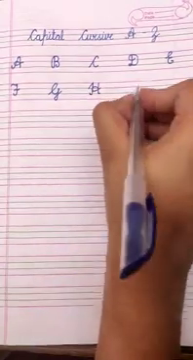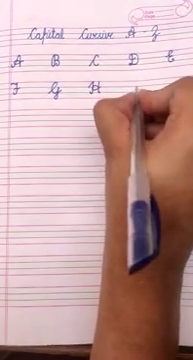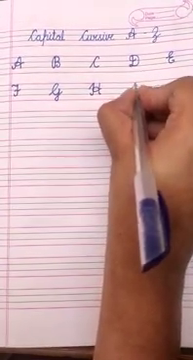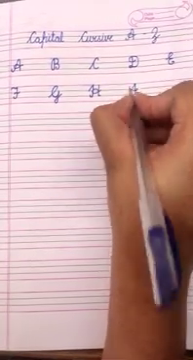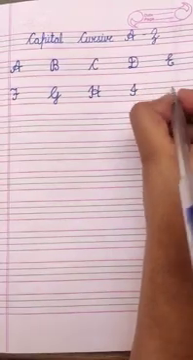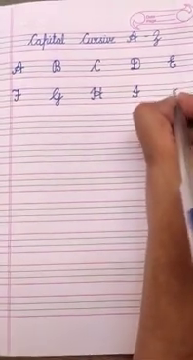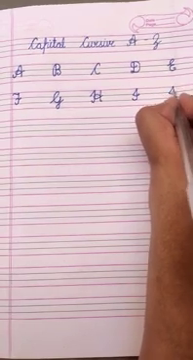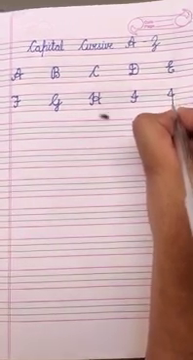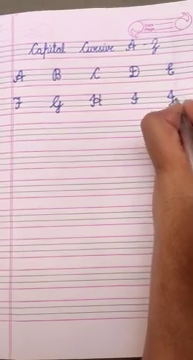Cursive H. Now cursive I. From the second line, take a turn, go slant, touch the first line, come down to the third line and then take a turn. Cursive I. Cursive J. From the second line, take a turn, go slant, then touch the first line, again come down to the fourth line, take a turn and go back like this.